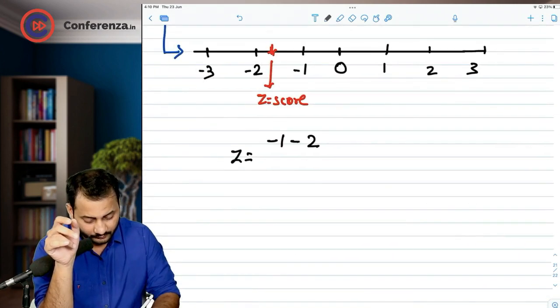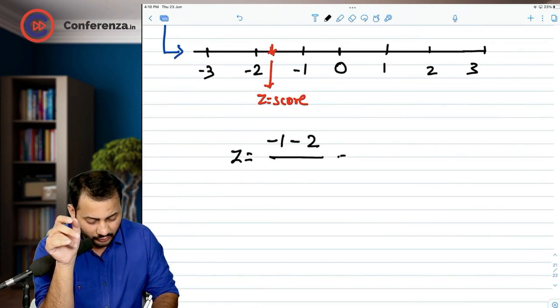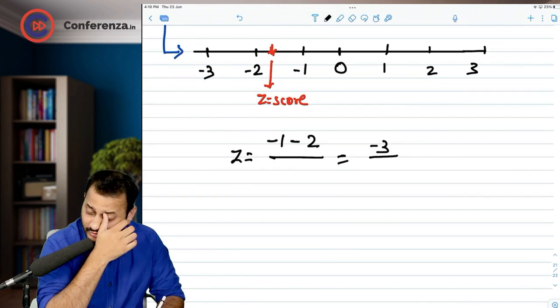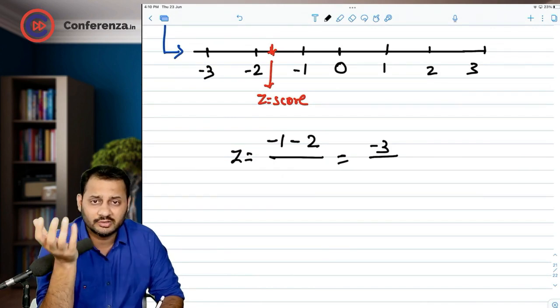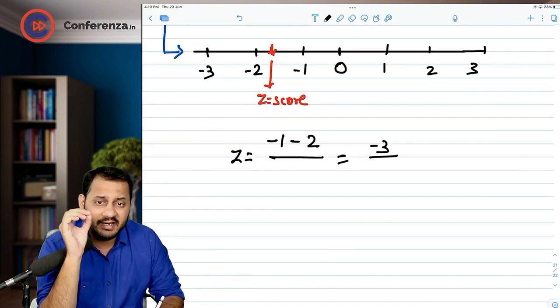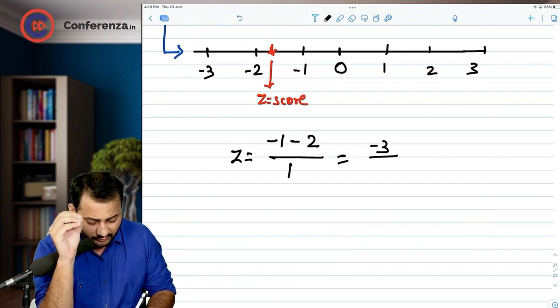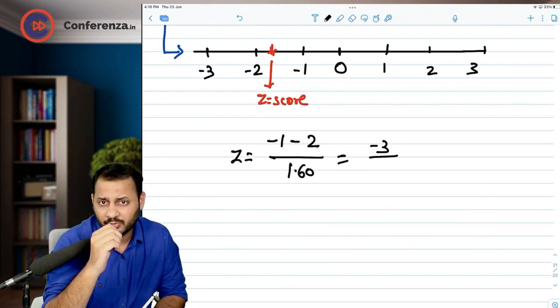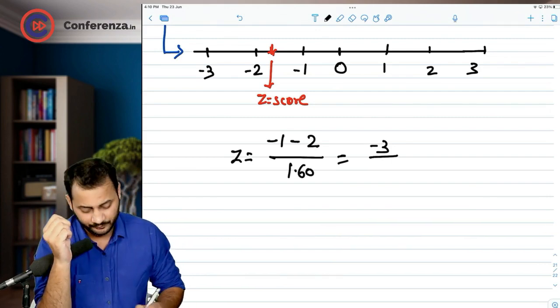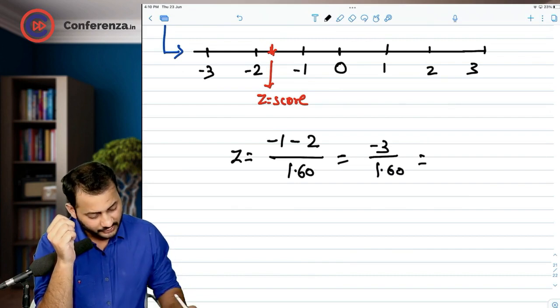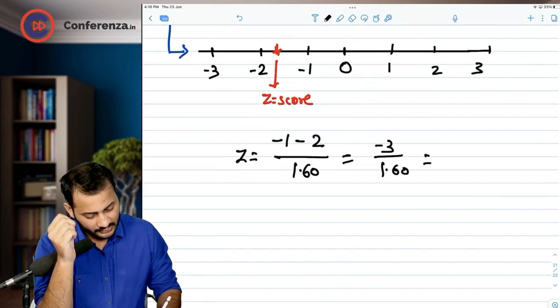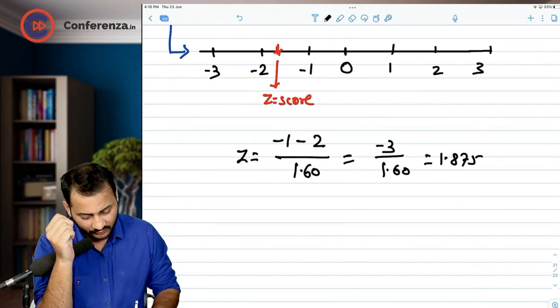Okay. It means that we have to suffer a loss of 3 crore, or we can say a profit of -3 crore. And every standard deviation is 1.6 crore. Every step on the left side is 1.6 crore. So if we do that, we will get the Z score. That's 1.875. Please understand what this is.